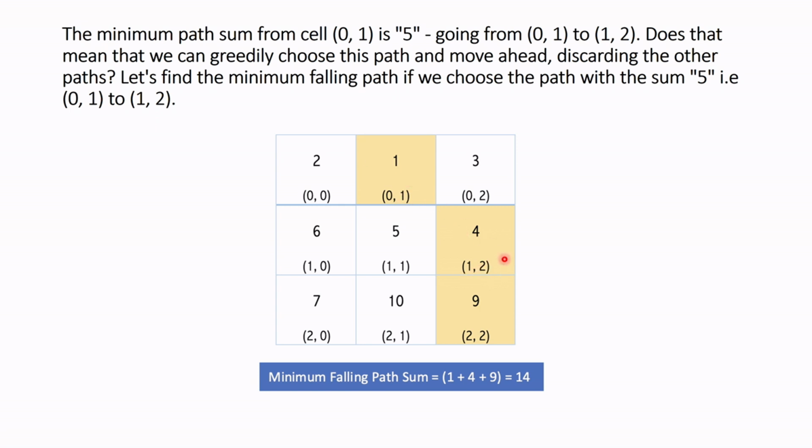Does that mean that we greedily choose this path? We will choose this path and move ahead, discarding the other paths. So let's find the falling path. If we choose the path with 5, that is right, we will come from 0, 1 to 1, 2, right?